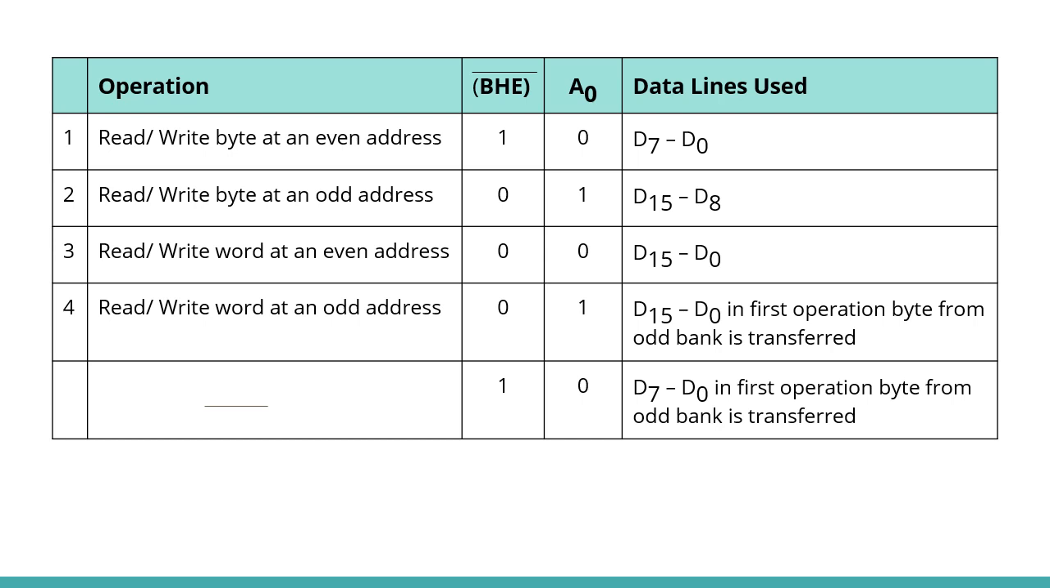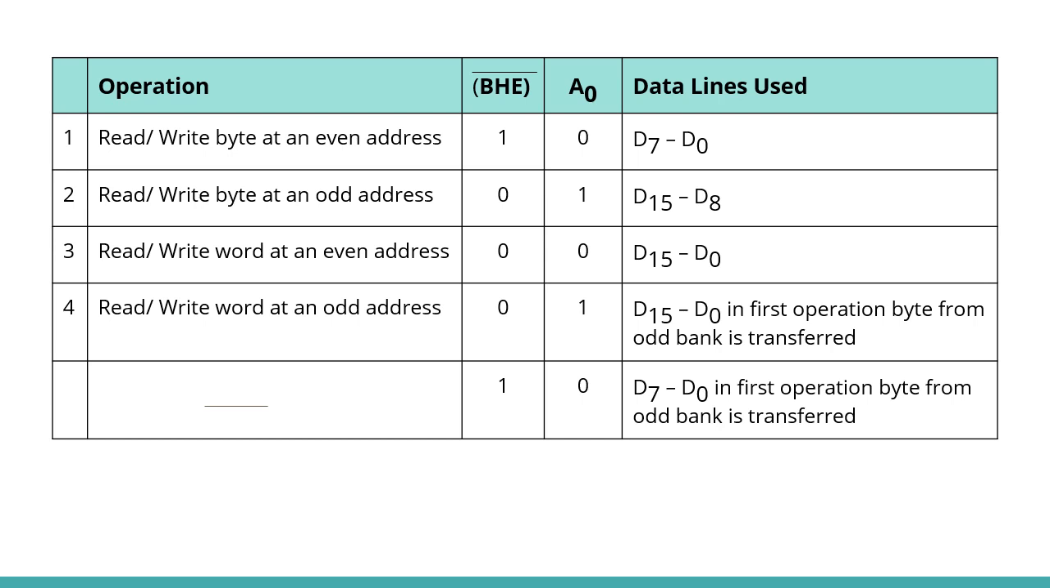The next operation is to read or write a byte at an odd address. So here the odd address memory bank has to be selected. For that purpose, the BHE bar signal should be 0 and the A0 should be 1 so that the even address memory bank is not selected. The data lines that are used for this purpose are D15 to D8.